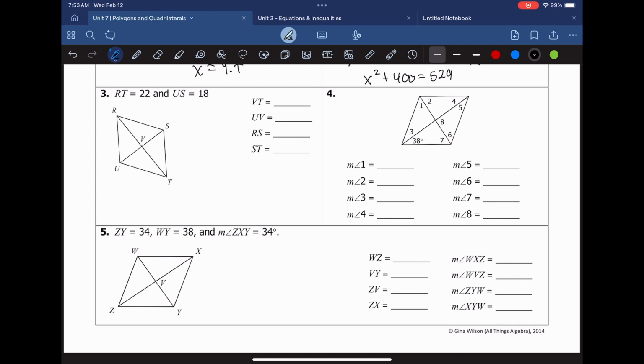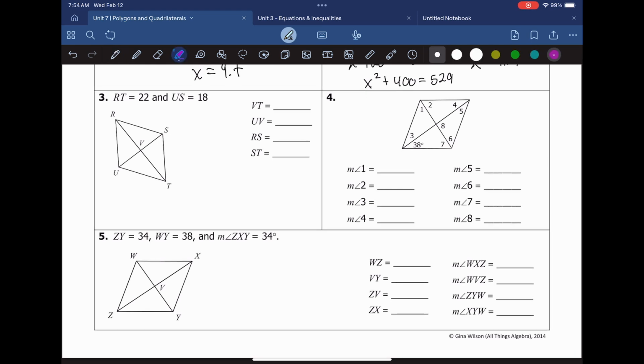For number 3, you know that the length of your diagonal RT is 22. So come on down. RT is 22. And then US is 18. Let me highlight that a different color. US is 18. So only given the diagonals, you can actually find all the other sides.